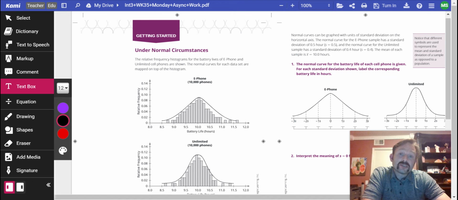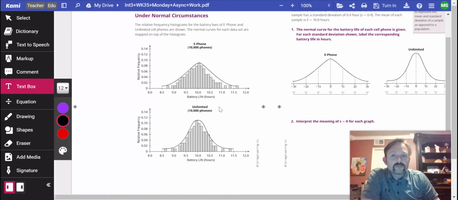Under normal circumstances, the relative frequency histograms for the battery lives of ePhone and unlimited phones are shown. The normal curves for each dataset are mapped on top of the histogram. So looking at this, seems pretty good. This is the relative frequency. This is the battery life. It's kind of like a normal curve, both of them. One looks more spread out than the other.